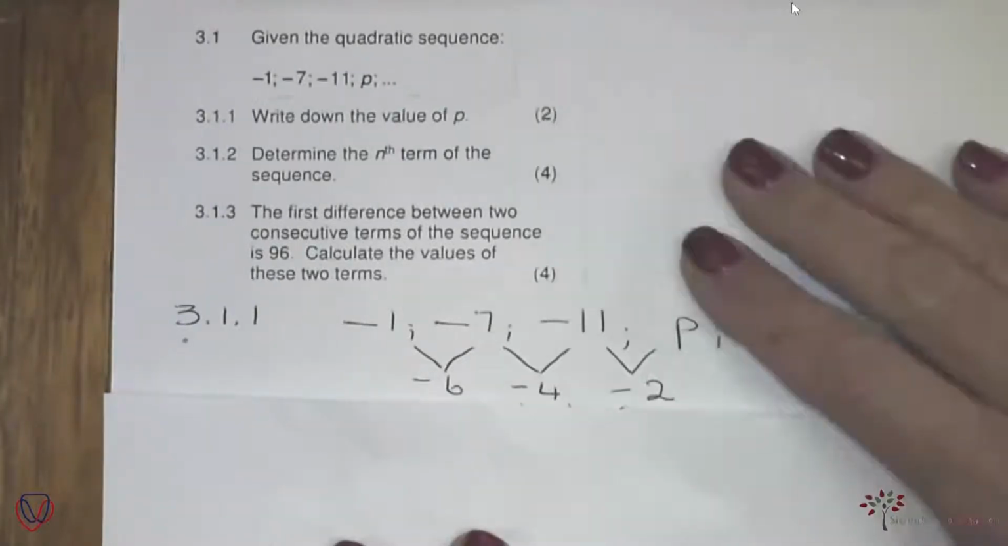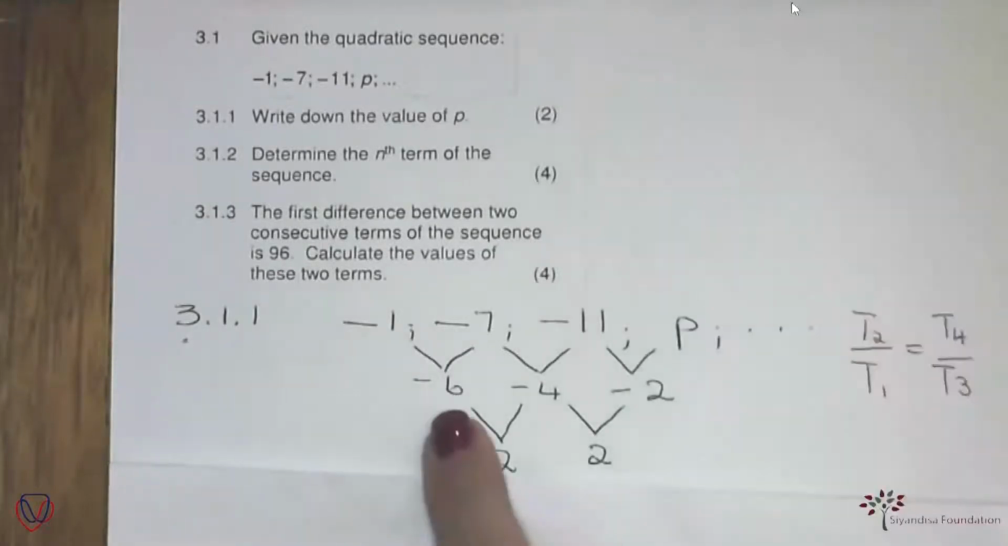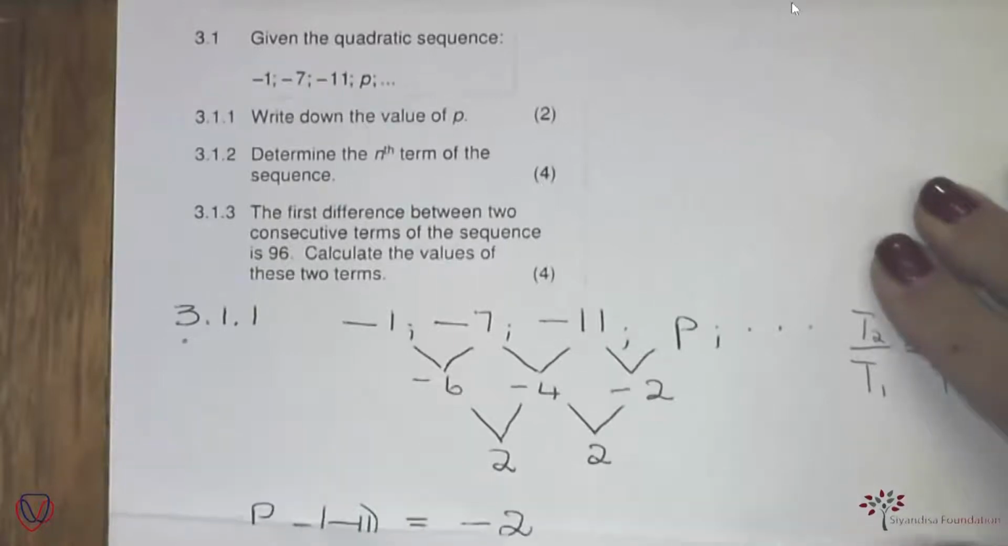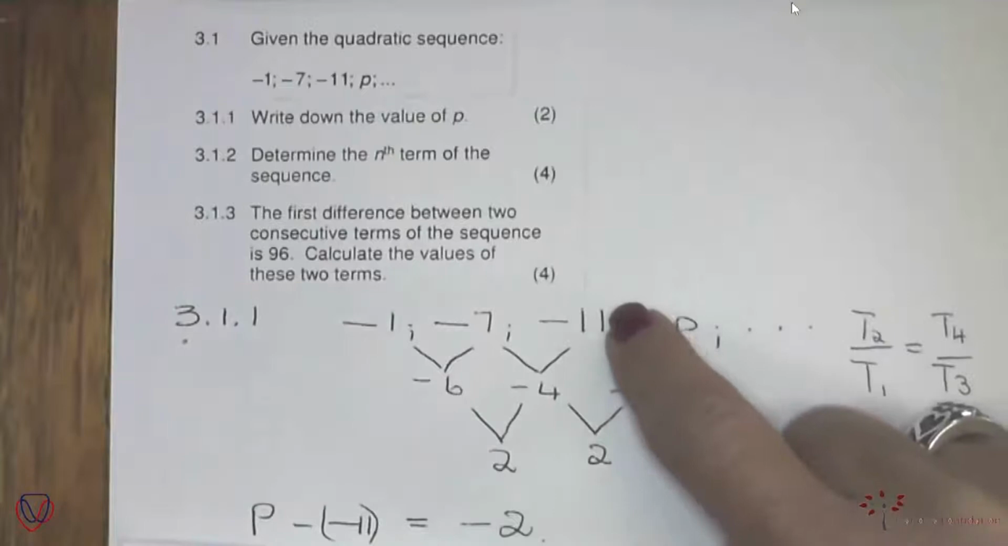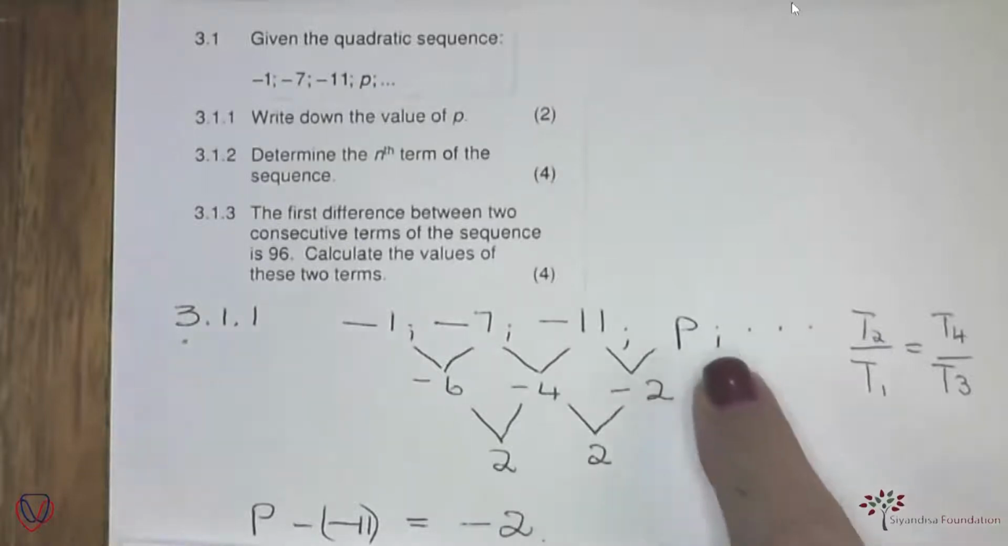Because we need an equation. But in this case, the second difference is going to be 2. You add 2 to each. Now we want P. So let's see how we can determine P from this knowledge. P minus 11 will be equal to negative 2. We saw that. But if you don't see that, then you use this method.